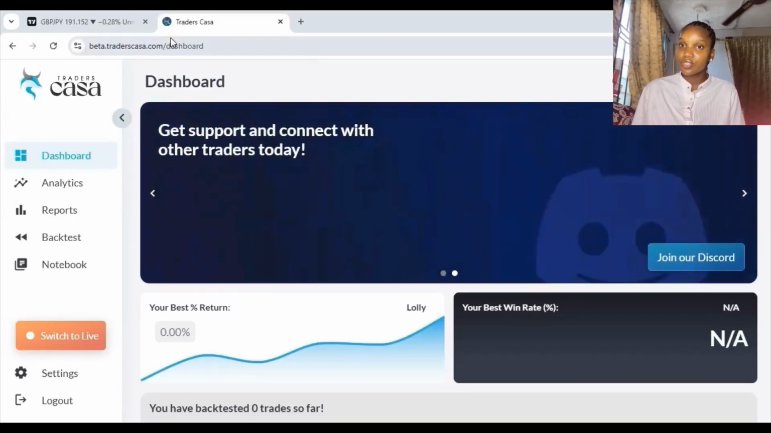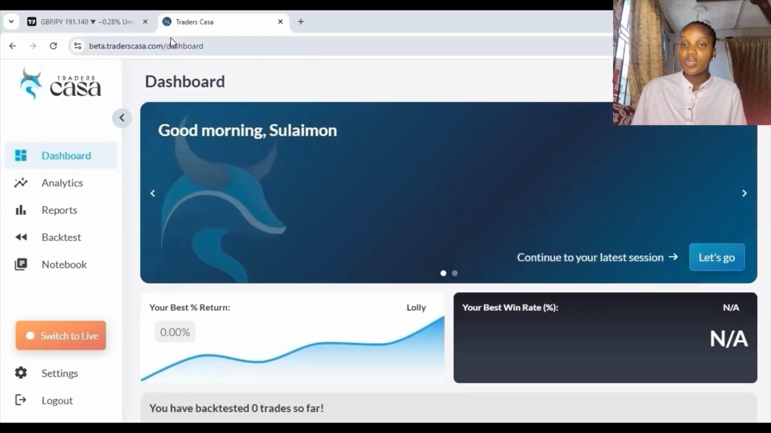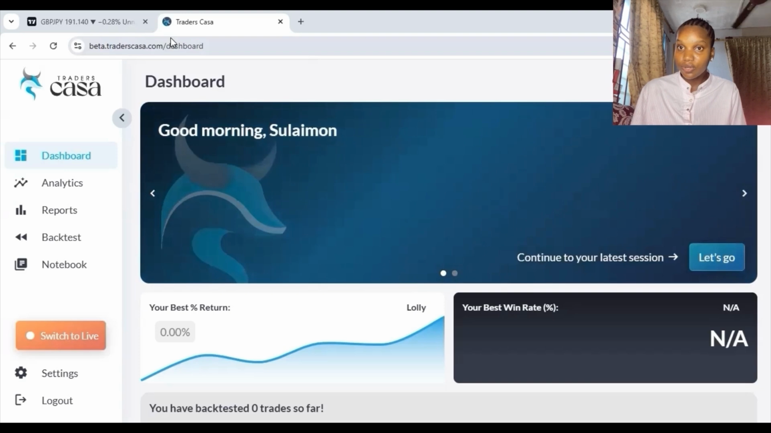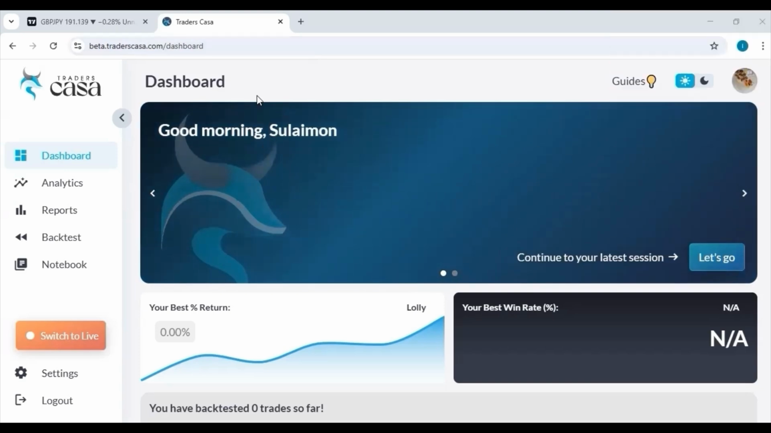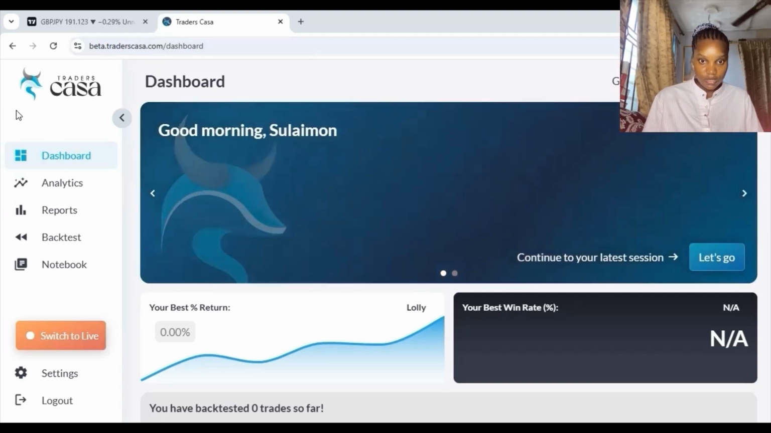So today's video is pretty much a multi-time frame analysis: how to trade multi-time frame, how to trade different time frames and know where to take your trade from. So let's do it together. Right now I'm on Traders Casa, and this is what the interface looks like.